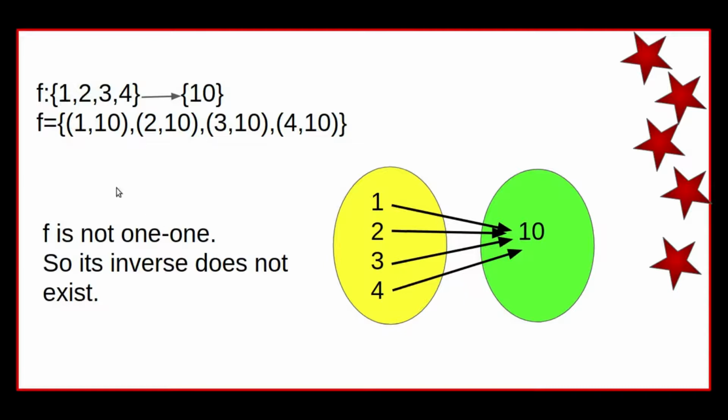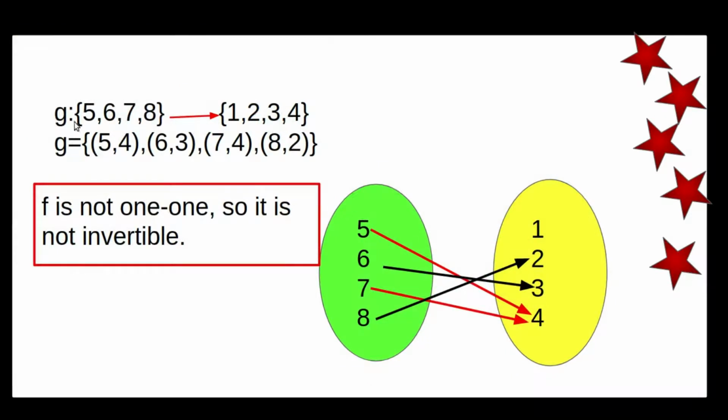Now here we have a function f from the set {1, 2, 3, 4} to the set {10} defined by 1 to 10, 2 to 10, 3 to 10, 4 to 10. All elements are mapped to a single element 10. So clearly this function is not 1-1, so it is not invertible. Distinct elements are mapped to the same element.